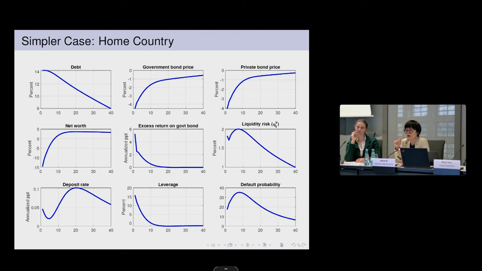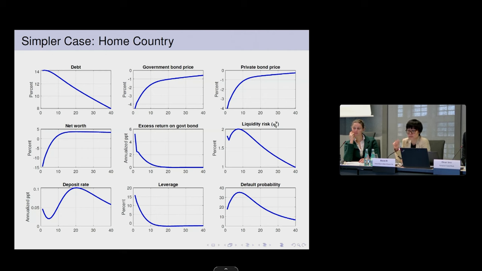And it also drives up the excess return on the government bond. So basically, with higher leverage and lower net worth, a bank would ask for a high excess return on its assets in these tightened financial conditions. And of course, there are two extra channels strengthening that dynamic here.